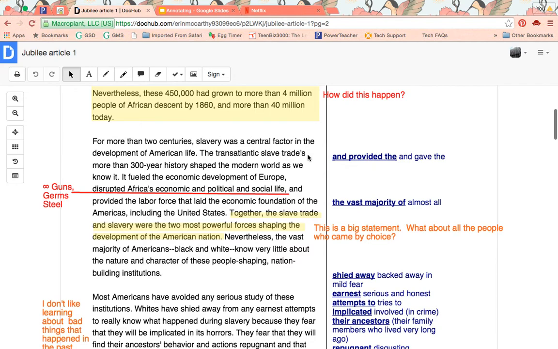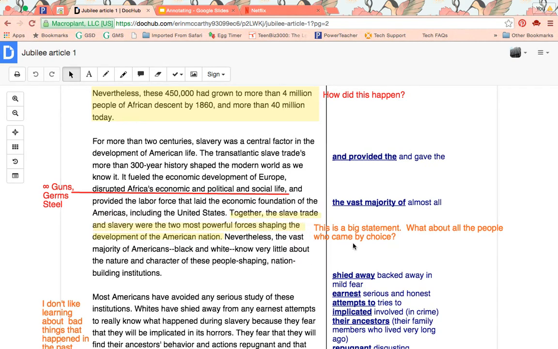All right, in the next paragraph, they're going to ease you into getting at their central idea and coming back to the idea of economic, political, and social. I think it's really interesting to know, and maybe you didn't realize this when you read this, but what they're saying here is not something that necessarily everyone would agree with, that the slave trade and slavery were the two most powerful forces shaping the development of the American nation.